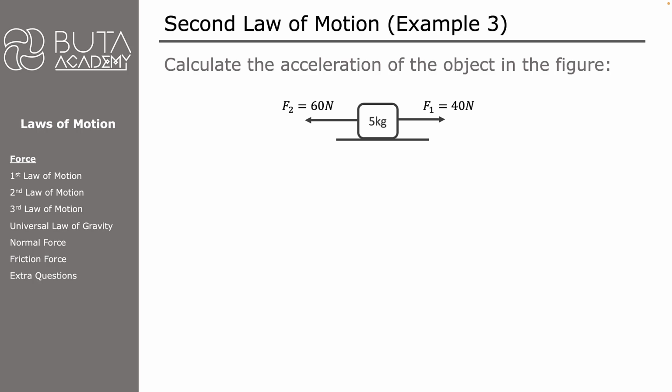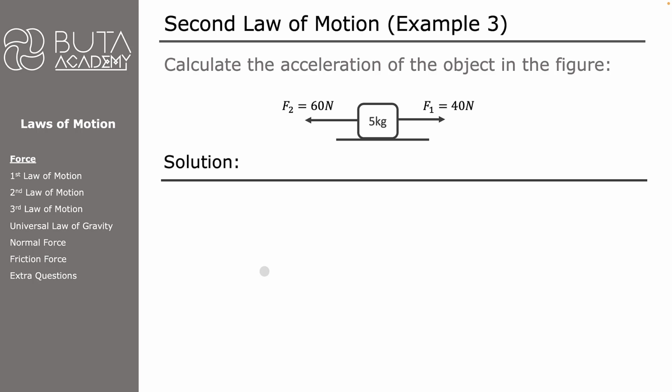The only difference of the third example from the previous one is that the second force is directed to the left instead of right. We draw a free body diagram for this object as well. F1 is to the right, F2 is to the left, force of gravity is downwards, and the normal force is upwards.